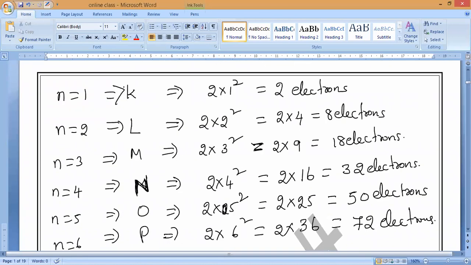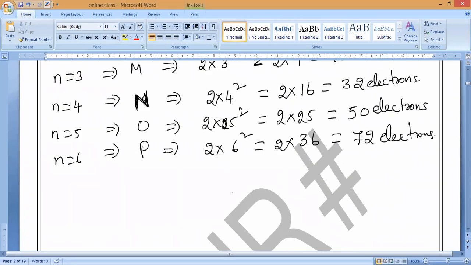So the formula you have to remember. K, L, M, N, O, P, or we can represent them with 1, 2, 3, 4, 5. So please write it. Next, fifth point. This is the fourth point. Have you completed the fourth point, guys? Yes, sir. Next, fifth point.